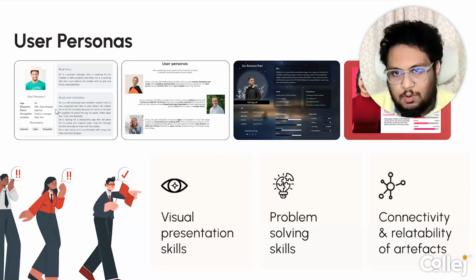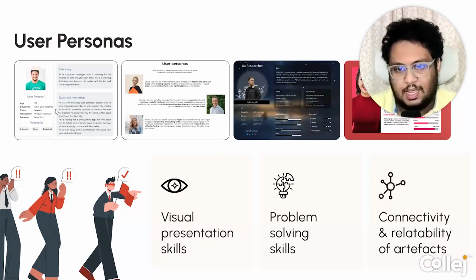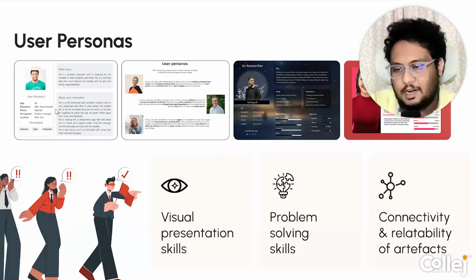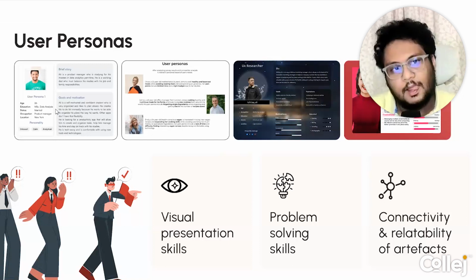Now if we look at the same thing with personas, right, we have seen what different kinds of personas are available and what the problems were. There were things which were lacking, like visual presentation skills, and even problem solving skills. At least one or more were lacking in these kinds of examples which we have gone through, right?